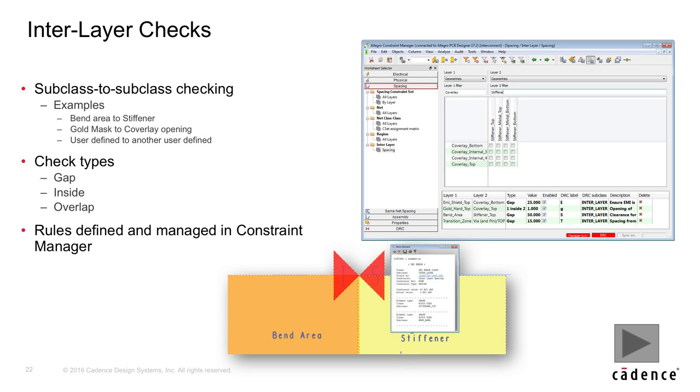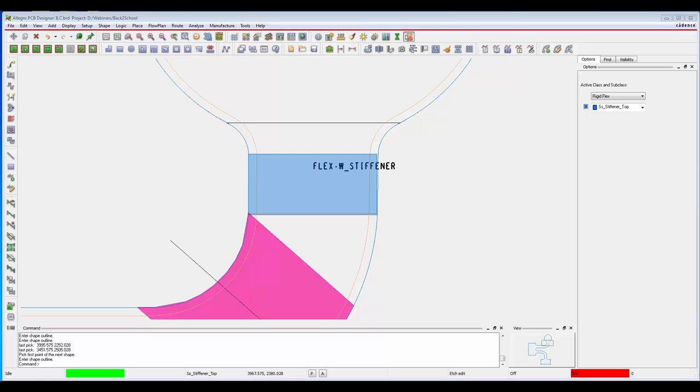I define the 2 subclasses that I would like to create a rule for, define a rule, and the 3 basic rule types are gap, an inside check, which says if I have for instance, a gold pad inside my cover lay, I want to make sure that it's contained within that and does not cross over the boundary. And overlap, in particular cases where I want certain layers to overlap each other for a specific distance. These rules are defined in the constraint manager, which you know and love today. So let's take a look at a couple examples of interlayer checks.